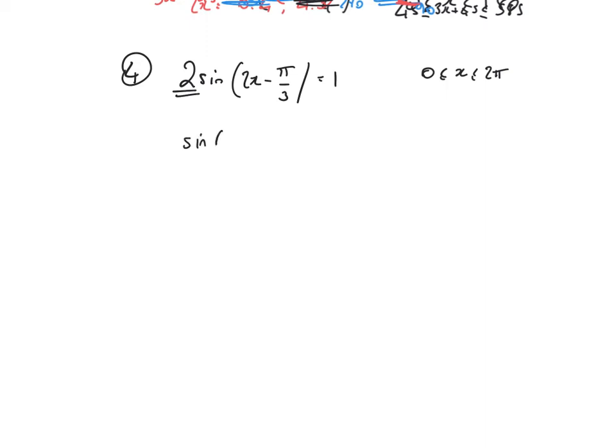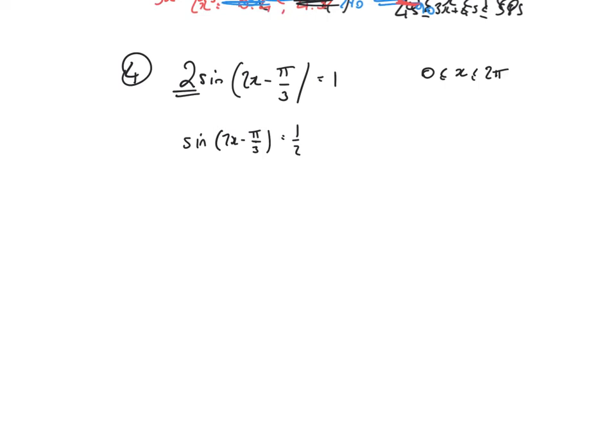Now we're going to leave the most awkward to last. Not any more difficult, I would argue, just a wee bit awkward, quite multi-layered. Keep concentrating. Okay, 2 sine. I've got 2 sine (2x minus pi over 3) equals 1, and I'm looking for solutions that lie between 0 and 2 pi. Bring the 2 down and divide, and I've got sine (2x minus pi over 3) is equal to 1 over 2.